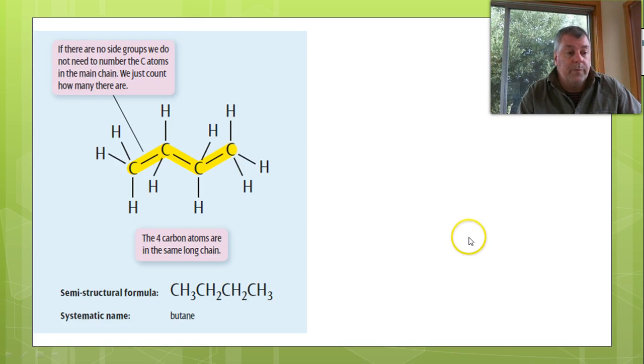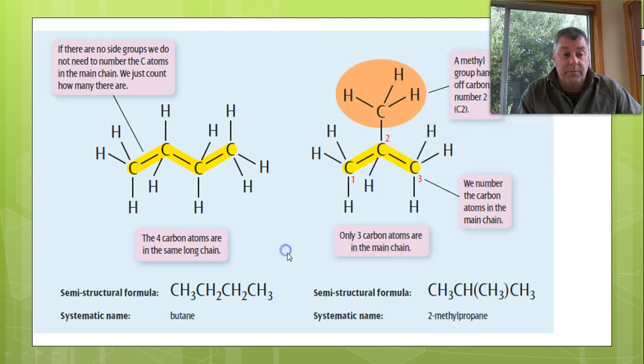Okay, so here we have a representation. This time they've put some kinks in it, and this is our chain. So if there's no side groups, we do not need to number the carbons in the main chain. And so the semi-structural formula is C with 3 H's, then the next C with 2 H's, the next C has 2 H's, and the next C has 3 H's. And that's what it looks like. And its name is butane. So there's no numbering involved because there's no branches.